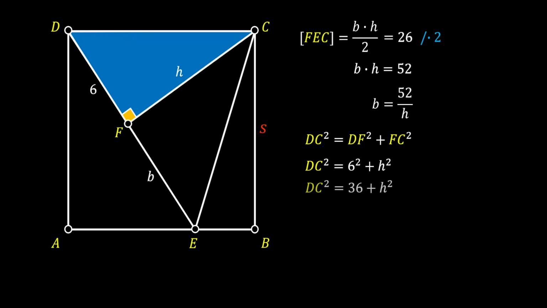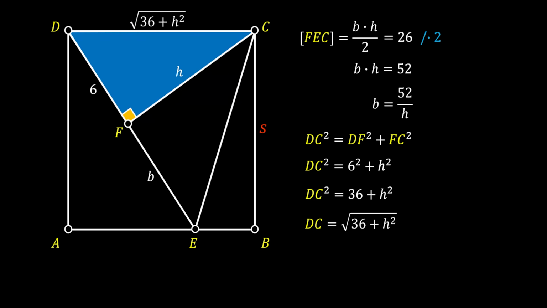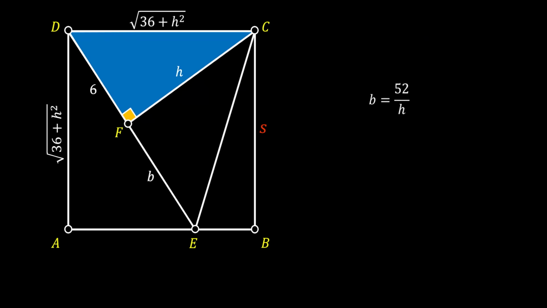Now we're going to work through this a little bit and get that DC, which is the side of the square, actually equals the square root of the quantity 36 plus H squared. Now remember, this is also the side DA of our square, so we're just going to write this value down on DA as well.